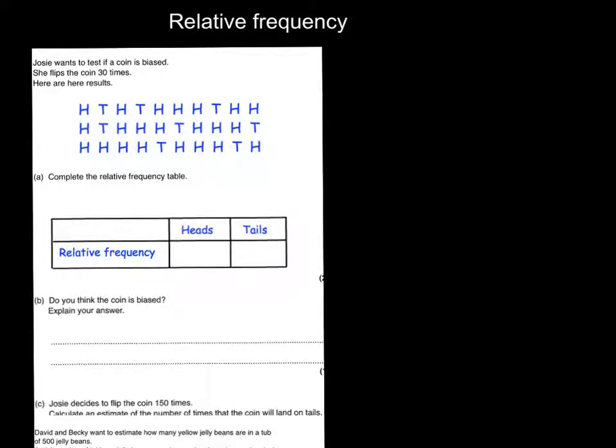Okay, so relative frequency, they're a way of working out probabilities, and they're not actually theoretical. It's more of an experiment where you can actually calculate the probability based on some data that you've got.